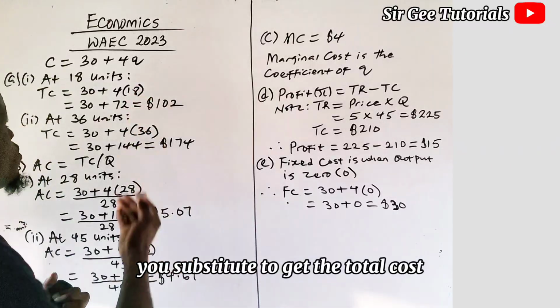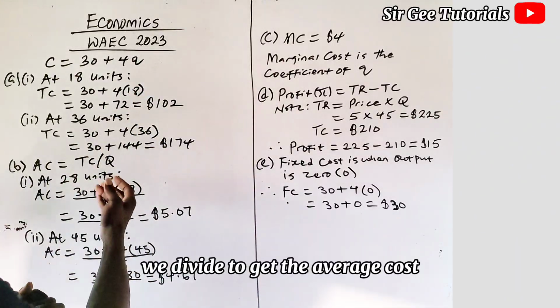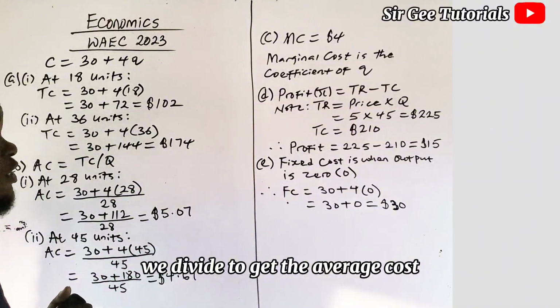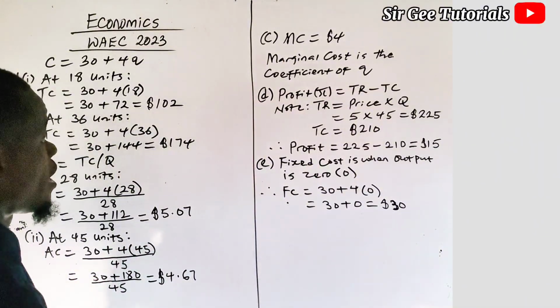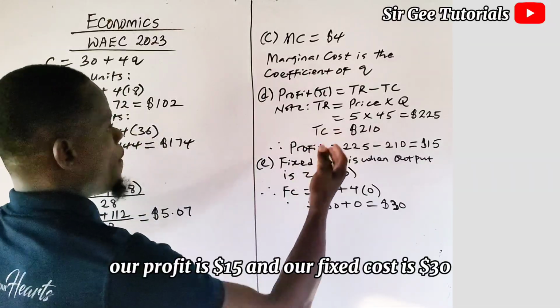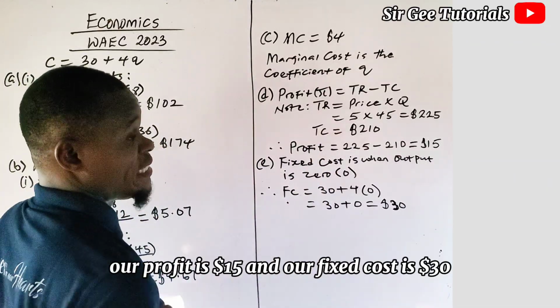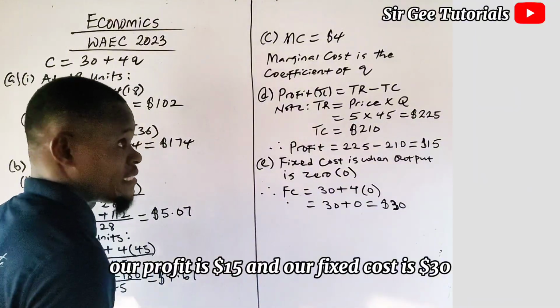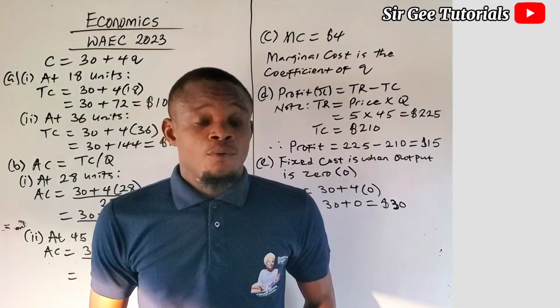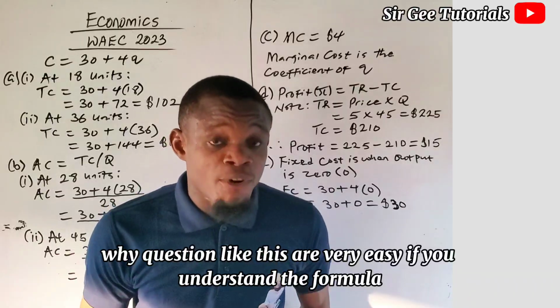Now, in summary, you substitute to get the total cost. We divide to get the average cost. Our marginal cost is $4. Our profit is $15. And our fixed cost is $30. WAEC questions like this are very easy if you understand the formula.